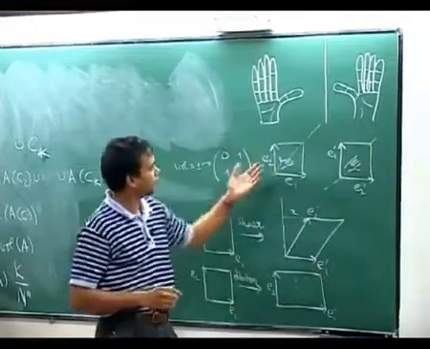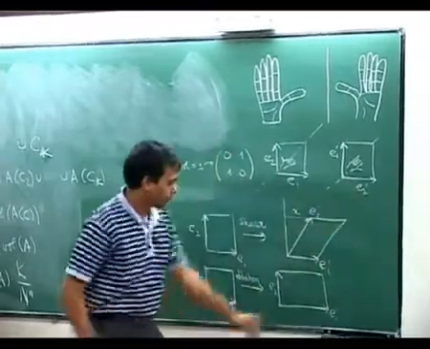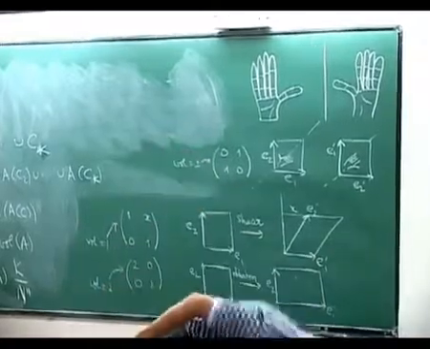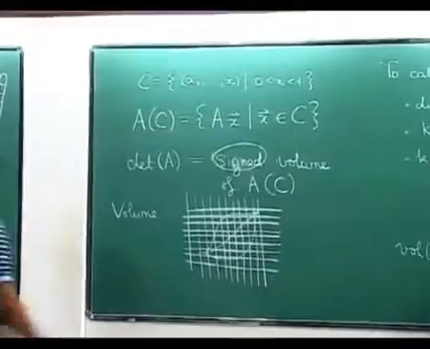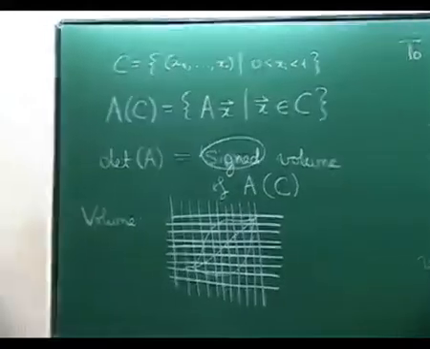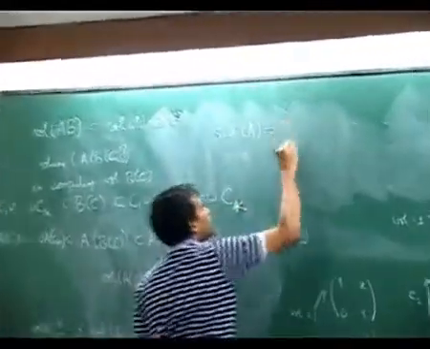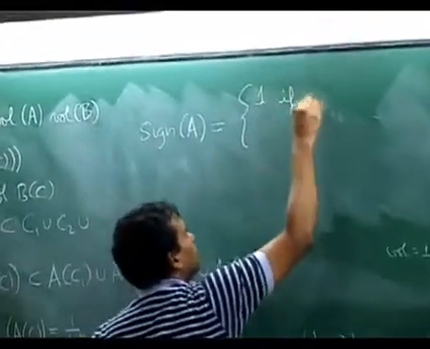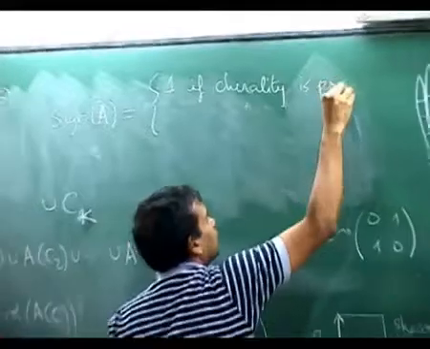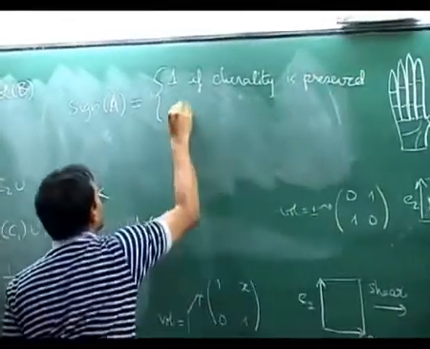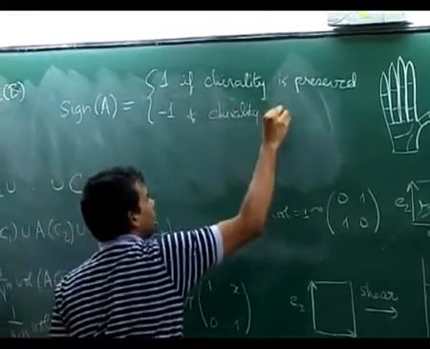So left hand becomes a right hand. That's my left hand, that's my right hand. So chirality changes, and that's what this sign is. So I'll define sign of A to be 1 if chirality is preserved, -1 if chirality is reversed.